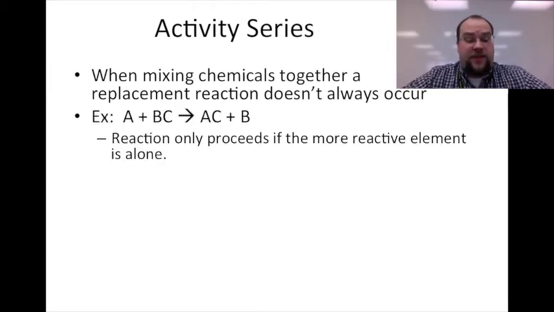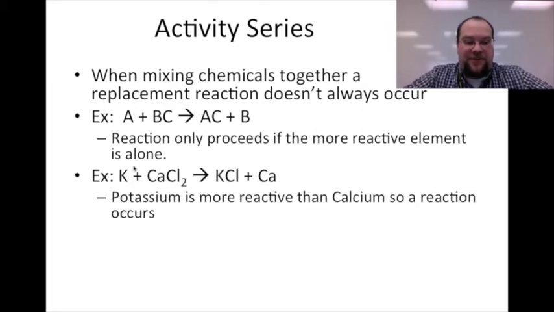So like I said, let's say we have this example here, right? A plus BC reacts to form AC plus B. So my reactants will react to form my products. Another example here is K plus CaCl2 will react to form this. However, if I then take a beaker of KCl and a beaker of Ca and mix them together, they're not going to react again to reform my reactants, okay? So it's a one-way thing. If I mix K and CaCl2 together, it's going to react, but it's not going to go backwards. For the most part, these are one-way reactions.